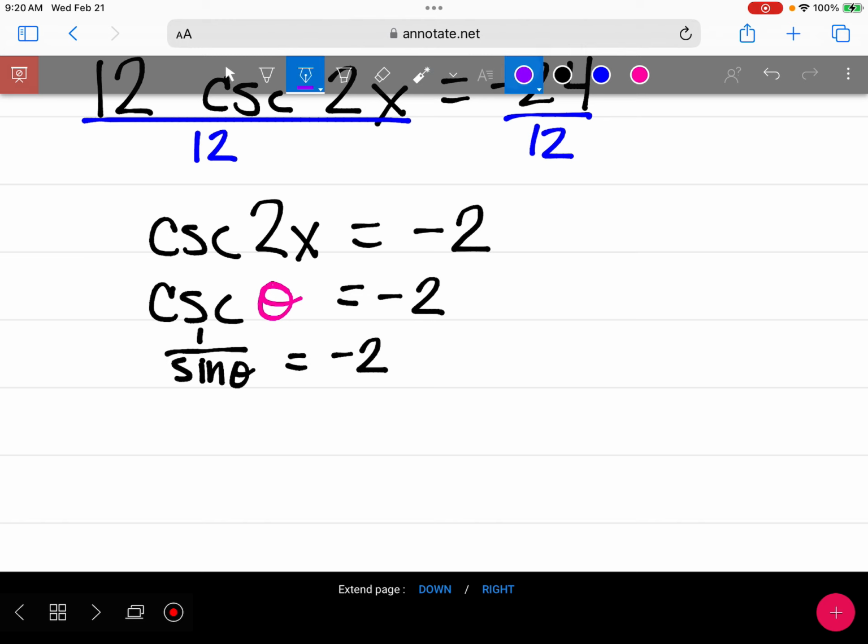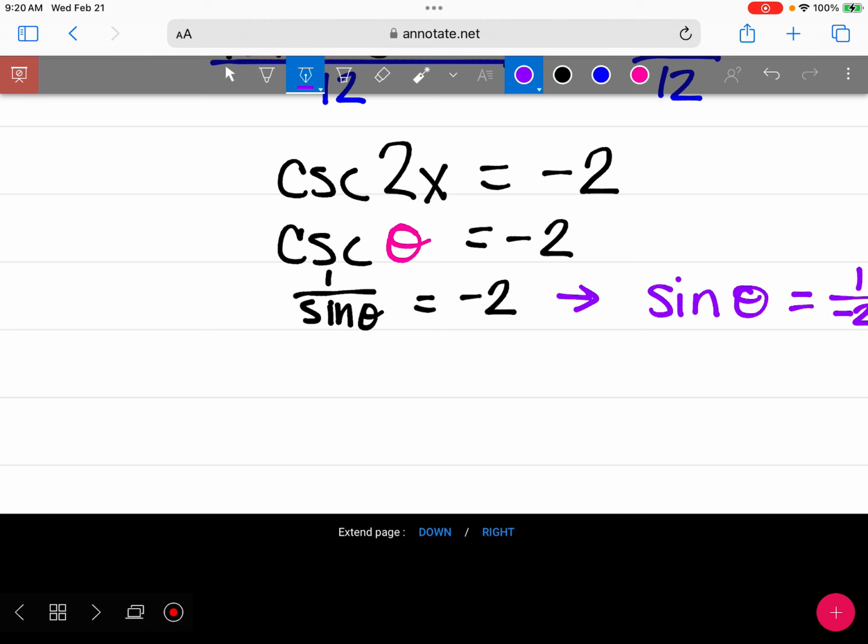If this gets you stuck, take it down here to 1 over sine theta and then flip-flop them over. If we know that 1 over sine theta is negative 2, that means sine of theta is 1 over negative 2. So if you get stuck there on these secant and cosecant ones, switch them. Take the reciprocal and flip it. It still means the same thing. We just changed which side the reciprocal was on.